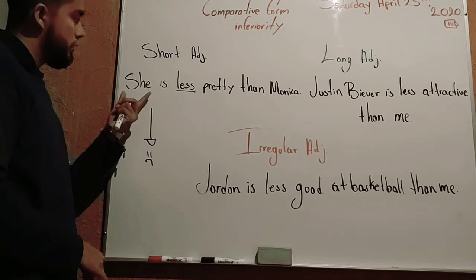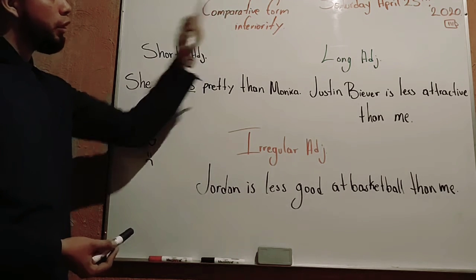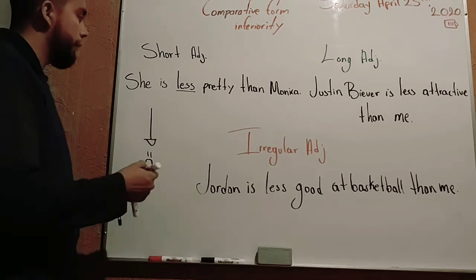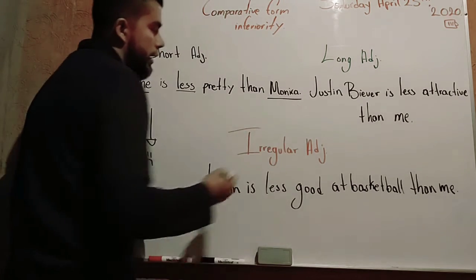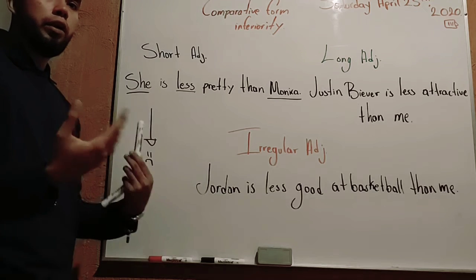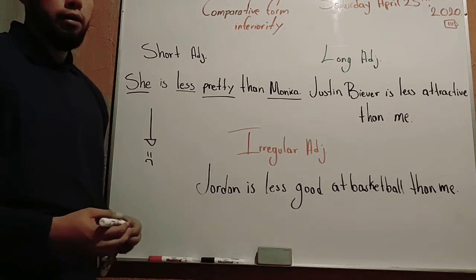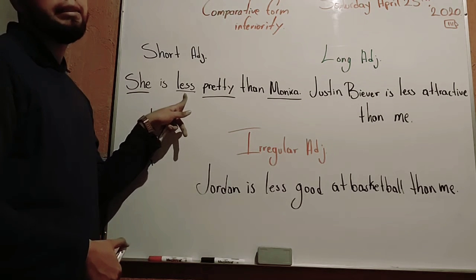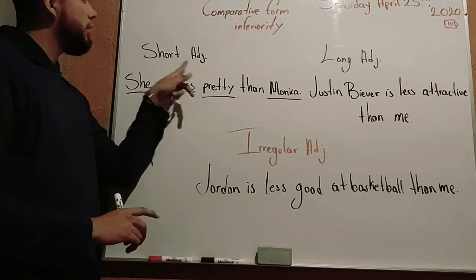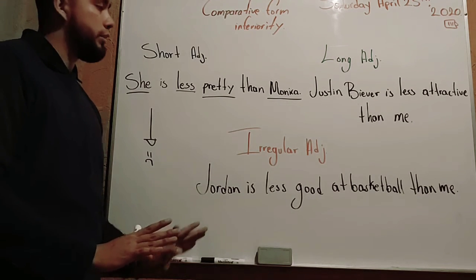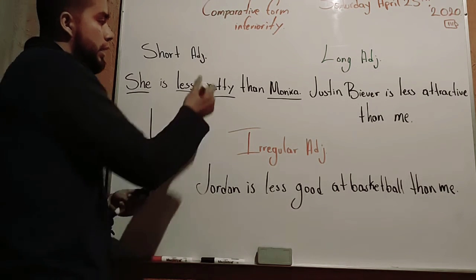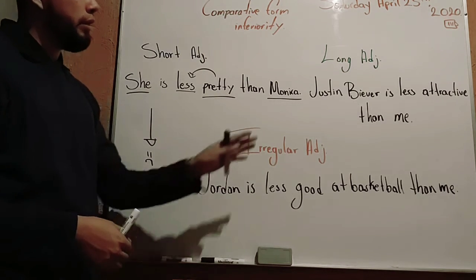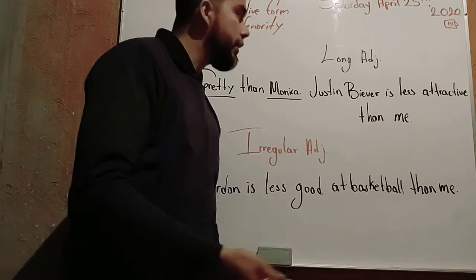Okay? So, as we were saying, in comparative form it is one versus one, or a group versus a group. Yeah? So, she versus Monica. What is the characteristic that we are comparing? Pretty. In this case, as it is inferiority, we're going to use less. We don't touch my adjective. We only include less before my adjective. For long adjectives, it's the same.